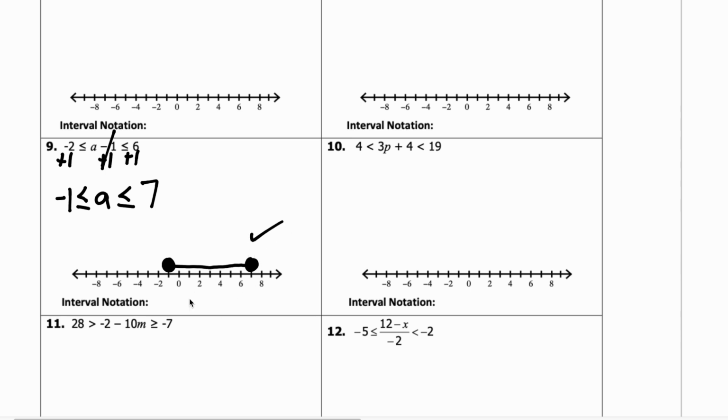We graphed that. Now we're going to write our interval notation. Reading from left to right, I hit my -1 first, comma, and then I have my 7 second. So I just need to make sure I have the correct brackets or parentheses, and I do since both of these are closed.